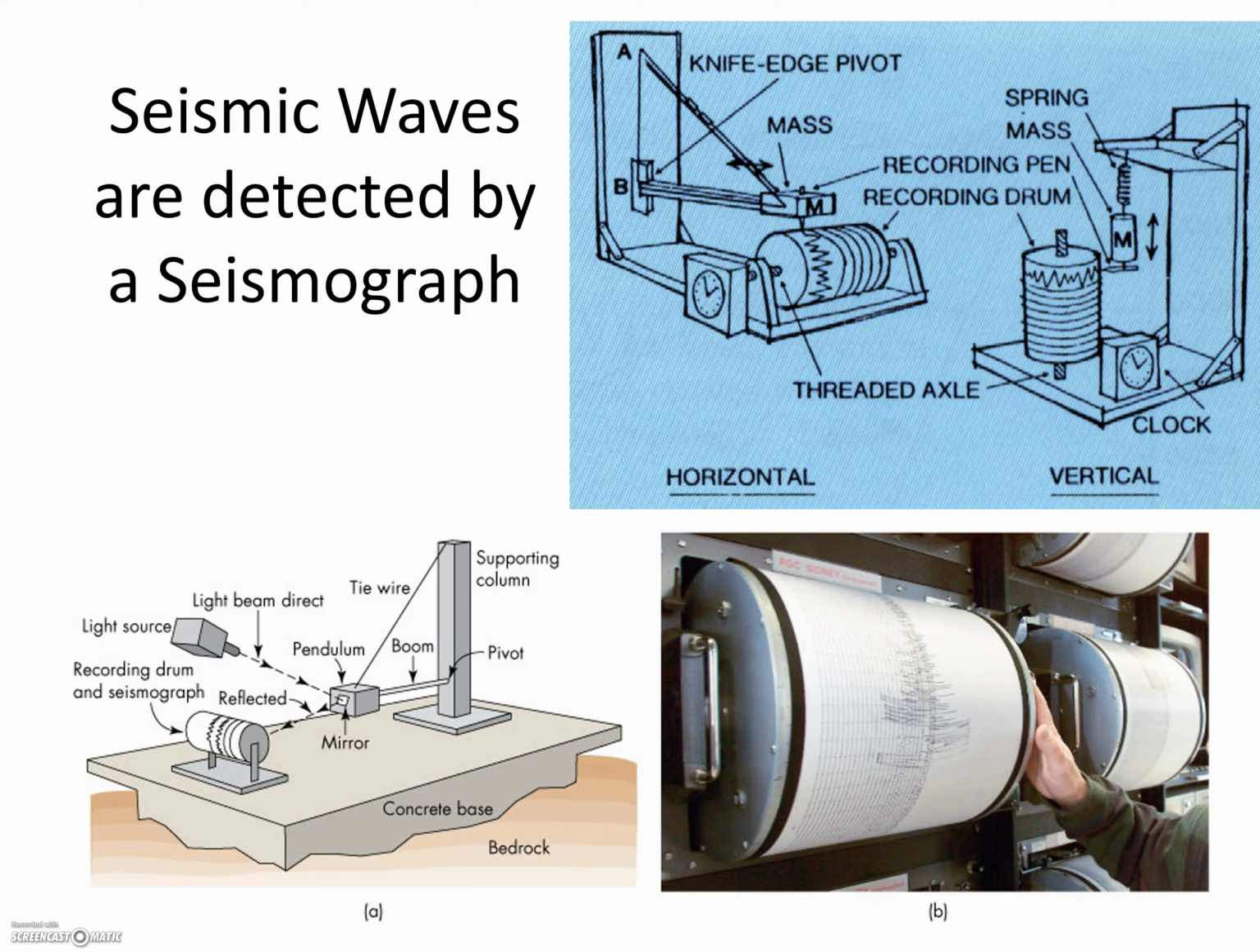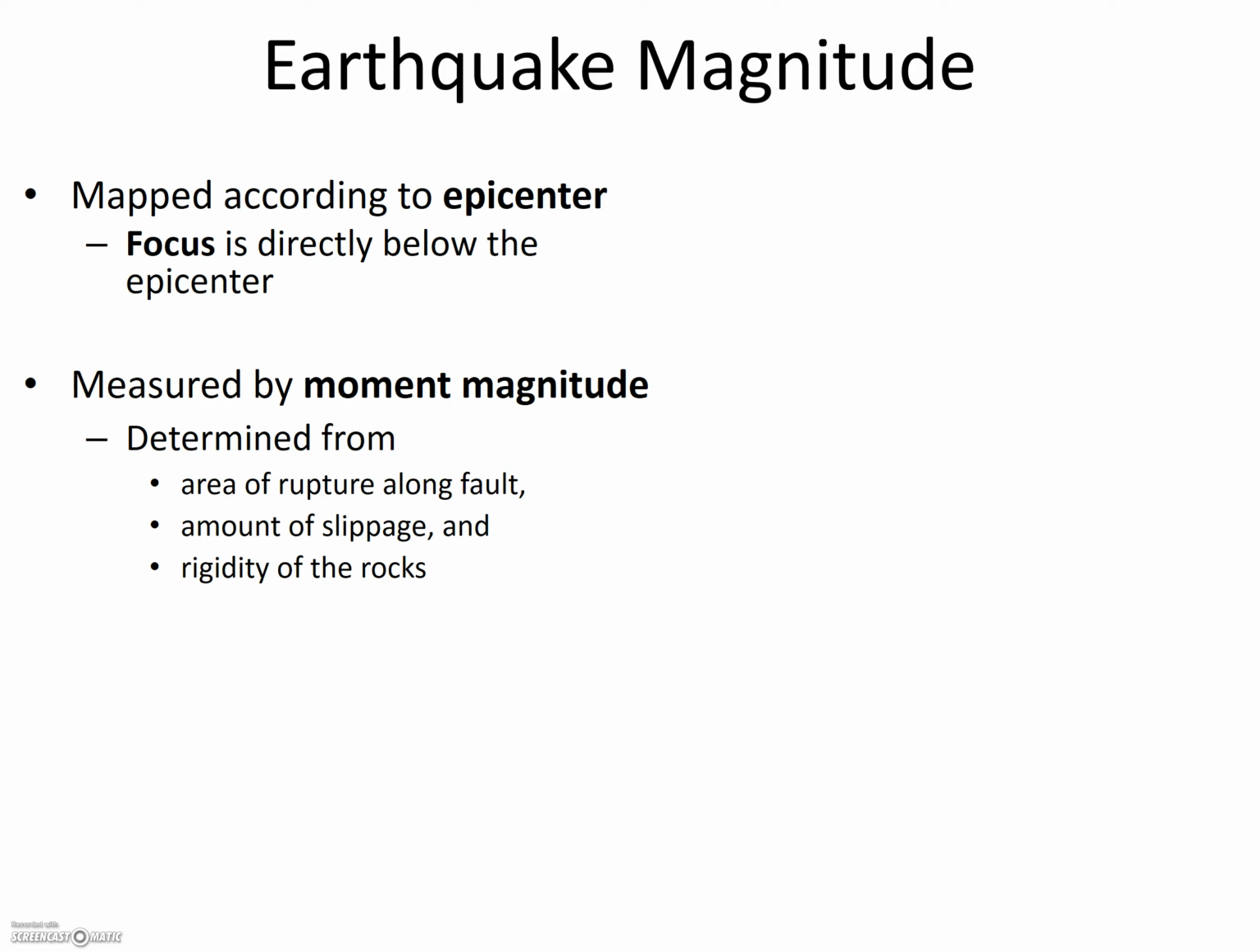Here are some examples of seismographs, which detect and record seismic waves. It's basically an arm or a spring that amplifies vibrations. Earthquakes are mapped according to epicenter, which is directly above the focus where the earthquake actually occurred in the earth, i.e. the focus is directly below the epicenter.